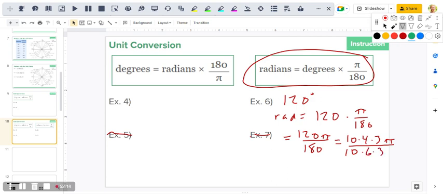And we have some stuff we can cross off here. We have 10s up top and bottom, we have 3s up top and bottom, and so we have 4 pi over 6. And I'm realizing just by inspection here, I can simplify that one step further as well. 4/6 is going to be the same thing as 2/3. So our final answer here can be 2 pi over 3.